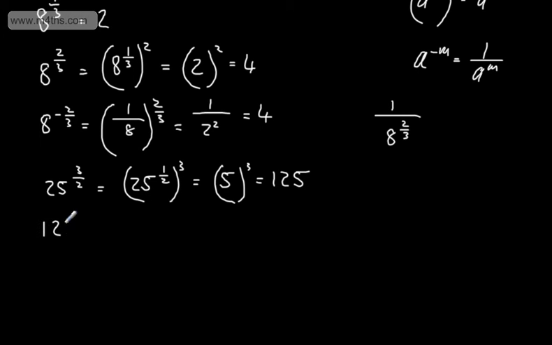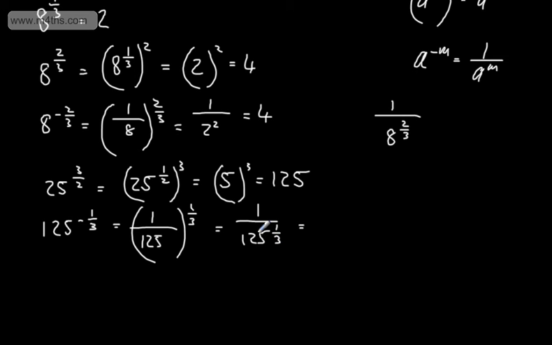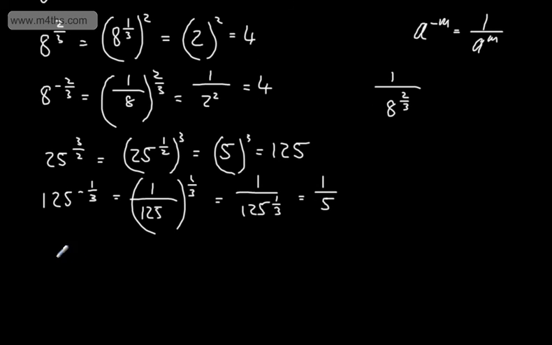Let's look at another one. We've got 125 to the power of -1/3. So using this particular rule, I could write this as 1 over 125 to the power of +1/3. So if you like, you could write this now as 1 over 125 to the power of 1/3. We want the cube root of 125, that's 5, so my answer would be 1/5. Okay, let's do another one.